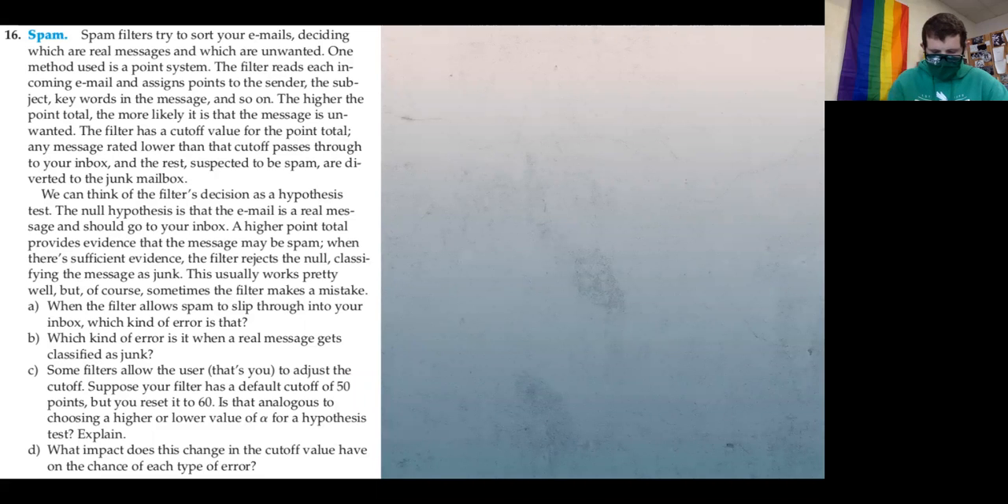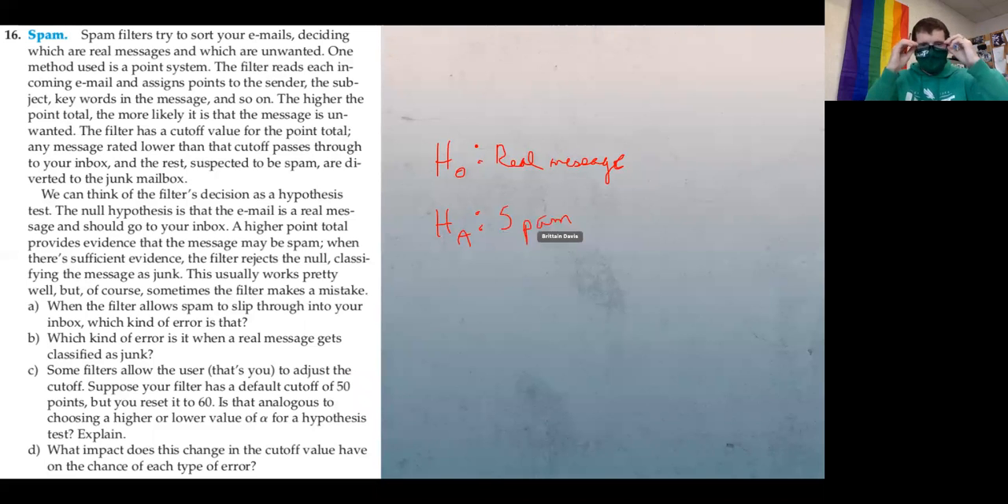Let's go ahead and write down our null hypothesis. What is the null hypothesis for this spam filter? Email is a real message. All right, it's a real message. And the alternative is that it's spam. So sometimes it's good to just write out your two hypotheses rather than try and hold that information in your head.